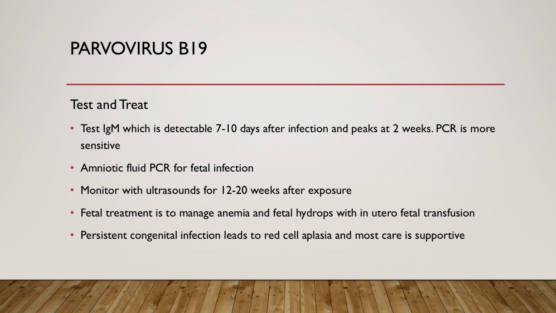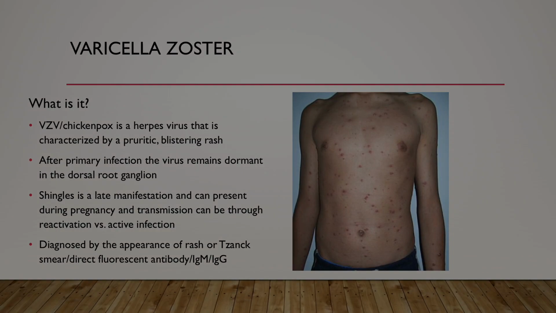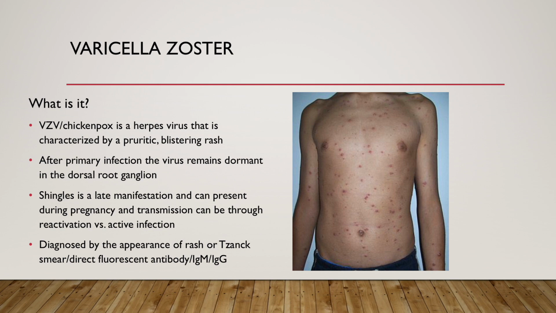Persistent congenital infection with parvovirus B19 can lead to red cell aplasia, and most of the care for these infants is supportive only. The next infectious organism is varicella zoster, also known as chickenpox. Varicella is a herpes virus and is often characterized by a pruritic, blistering rash that is often seen in different stages of blistering. After the primary infection with the rash, the virus remains dormant in the dorsal root ganglion, which is why it can cause sensory symptoms later in life.